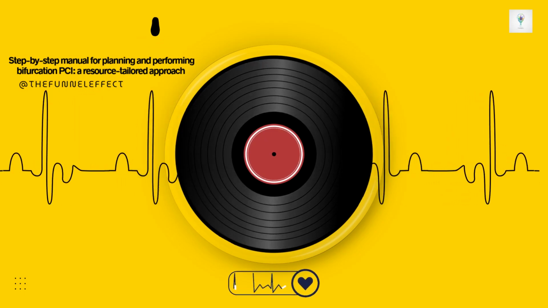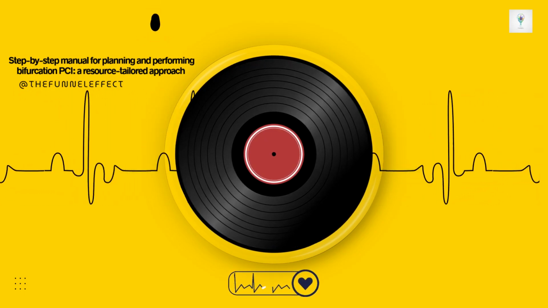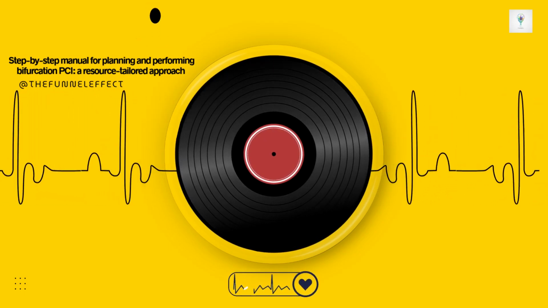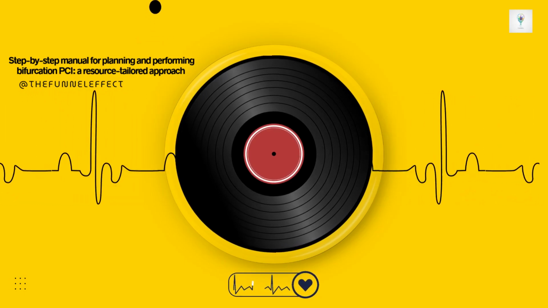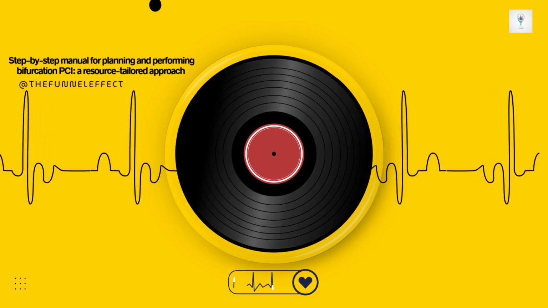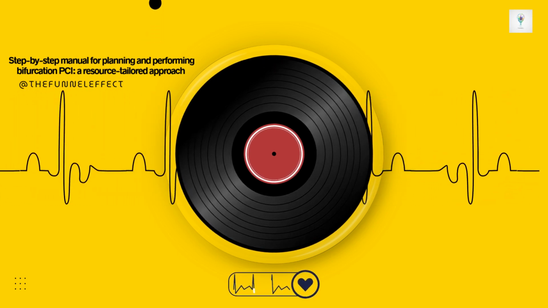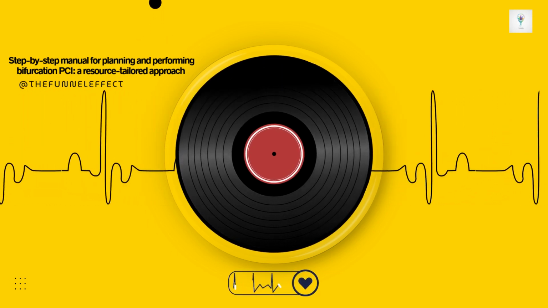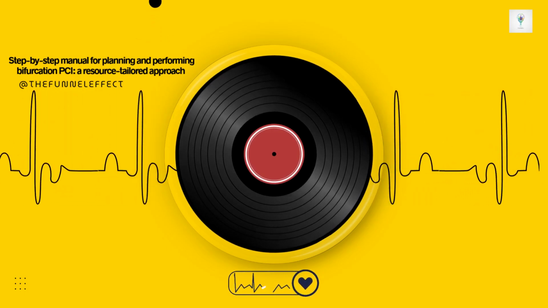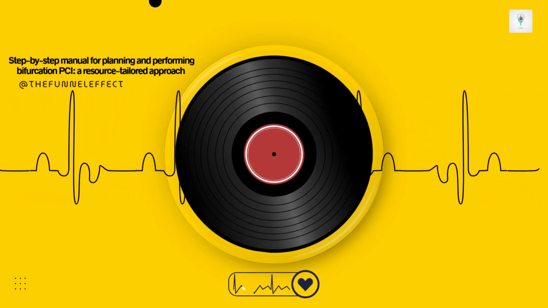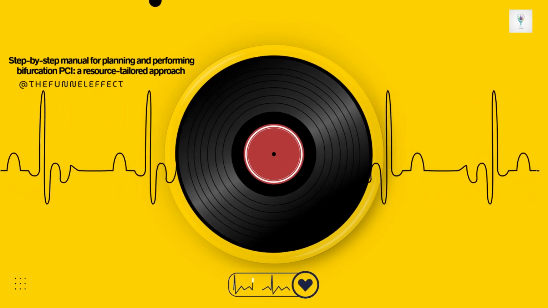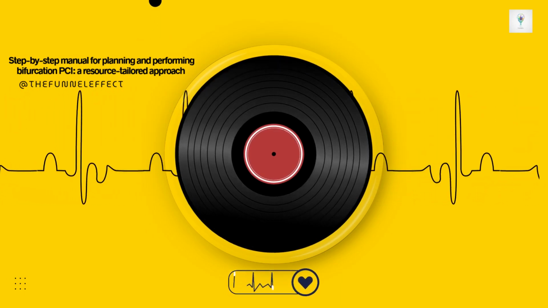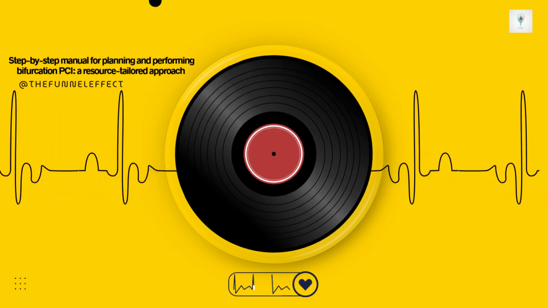Exactly. And we're going to be dissecting some crucial guidance from what's really an essential manual for interventionalists pretty much everywhere. Our source material today is an authoritative paper. It was published back in EuroIntervention in 2018. The title is Step-by-Step Manual for Planning and Performing Bifurcation PCI, a Resource-Tailored Approach. And this guidance comes from a really experienced global group of authors: Dejan Milosinovic, William Wijns, M.P. Konitseka, Farrel Hellig, Awad Mohammed, and Goran Stankovic.